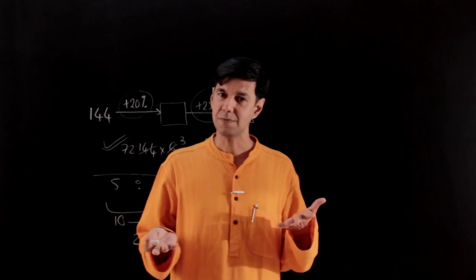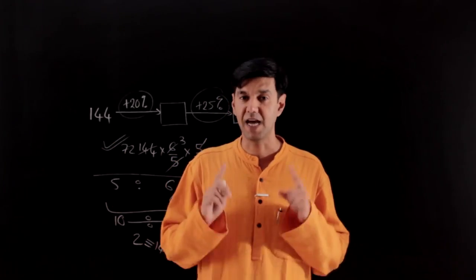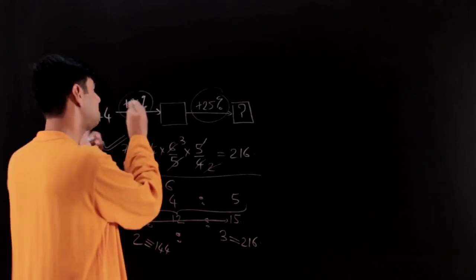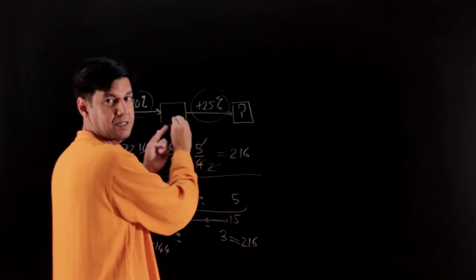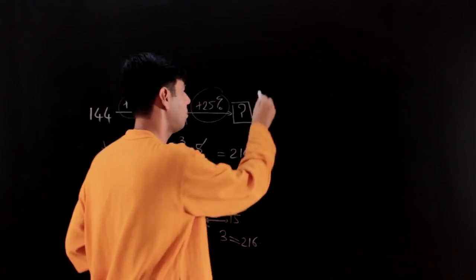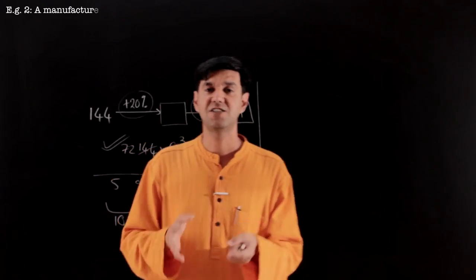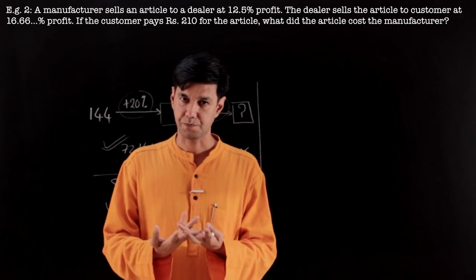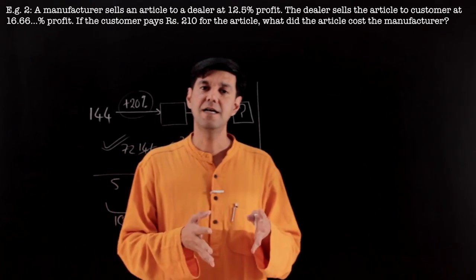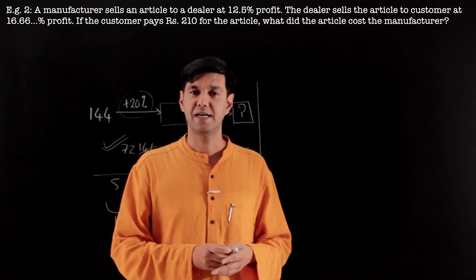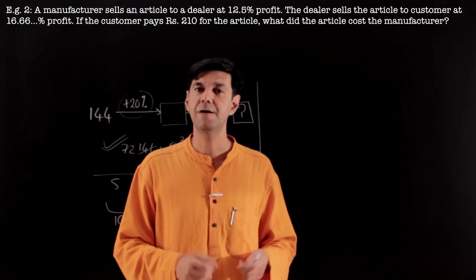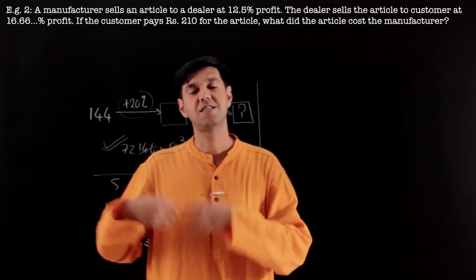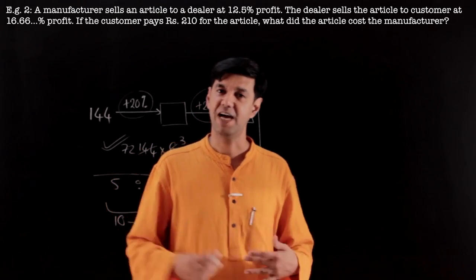Same question, but this time I don't have the starting number. That is where you will appreciate this approach more. Here you could have done it piecemeal: 20% of this, find this value, 25% of this value. But look at the second question here. A manufacturer sells it to a dealer at 12.5% profit. The dealer sells it to a retailer at 16.66% profit. If the customer, the end user, has paid 210 rupees, what is the cost price for the manufacturer?